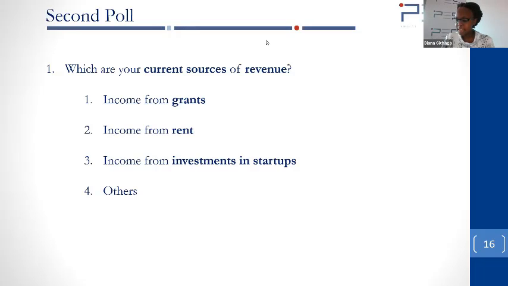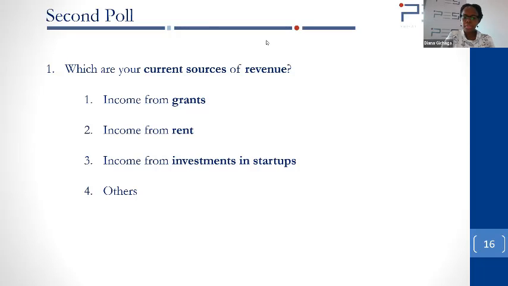Okay, 10 more seconds. Come on, guys. All right. 10 more seconds, let us know. Income from grants mostly. Lots of you talking about income from rent. Others. Okay, last 5 seconds. It's good if you all reply because it really helps us in terms of our next sessions tomorrow. Come on, come on. All right, 5, 4, 3, 2. And now we end the polling.